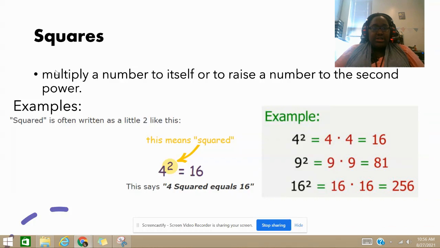So squares, it says it's a number when you multiply a number by itself, or to raise a number to the second power. Here's multiple examples. Remember that the 2, it should be a superscript 2, that represents squared. So we have 4 squared is equal to 16. 9 squared, which is the same thing as saying 9 times 9, is equal to 81. Here's 4 squared expanded: 4 squared is 4 times 4, which is equal to 16. And then 16 squared is 16 times 16, and this is equal to 256. Again, pause the video so you can copy this down in your notes.